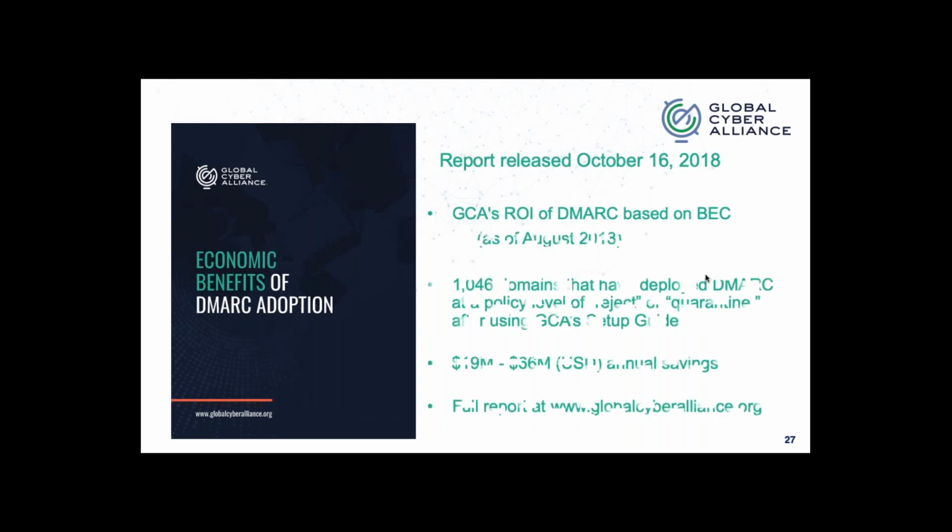We released a report about the economic benefits of DMARC adoption. For those who like numbers, you can read the report. It is free to download. You don't have to register or anything. Just go to www.globalcyberalliance.org and click on the link. Based on what we saw as of August 2018, the people who have implemented DMARC at reject or quarantine are looking at about 19 to 66 million US dollars in annual savings just by implementing DMARC.